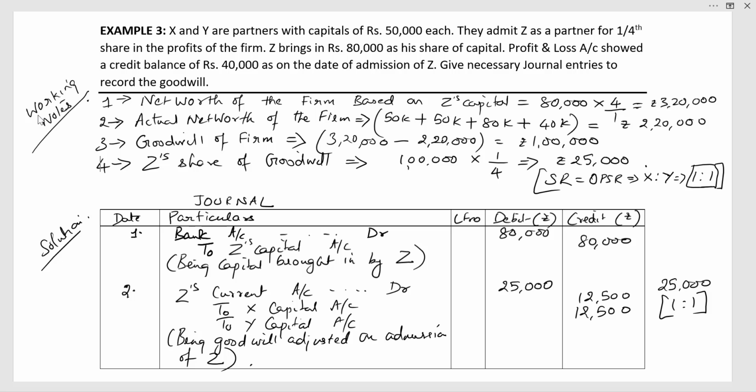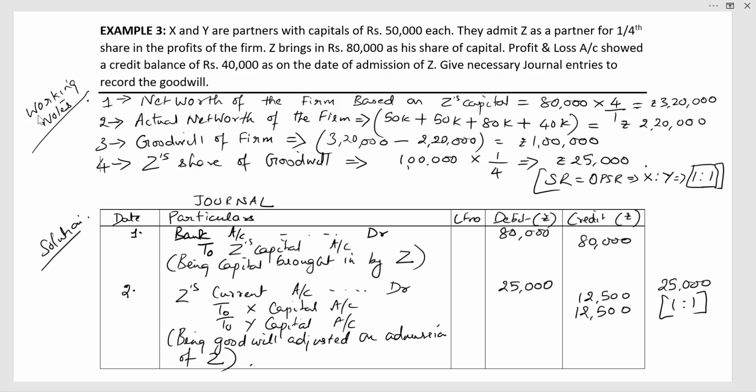So in this sum, there was a credit balance in the P&L account representing an accumulated profit. So while calculating the actual net worth of the firm, apart from taking the capitals of the existing partners and the incoming partner's capital, we have also had to add the accumulated profits of rupees 40,000.